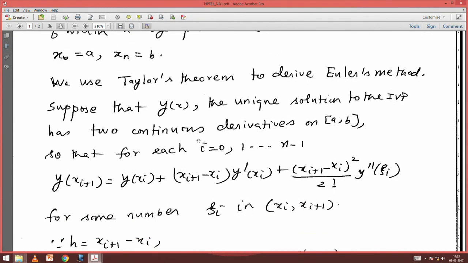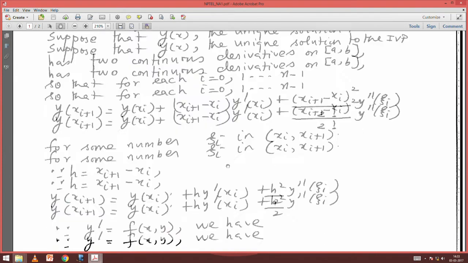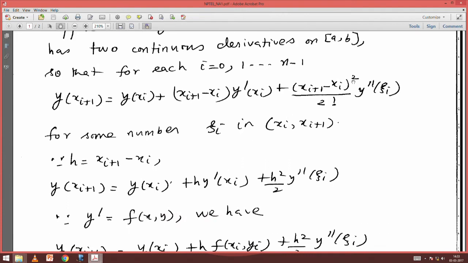Suppose y of x, which is the unique solution to this initial value problem, has two continuous derivatives on the closed interval a b. Then by Taylor's theorem we know y at xi plus 1 is y of xi plus (xi plus 1 minus xi) into y prime of xi plus (xi plus 1 minus xi) the whole square by 2 factorial into y double prime at psi i, for some number psi i which lies between xi and xi plus 1. So, this xi plus 1 minus xi is the step size h.